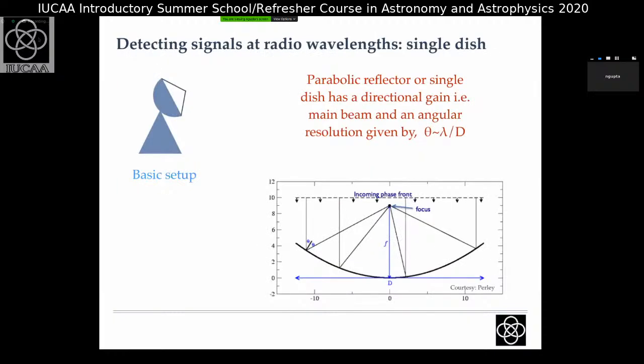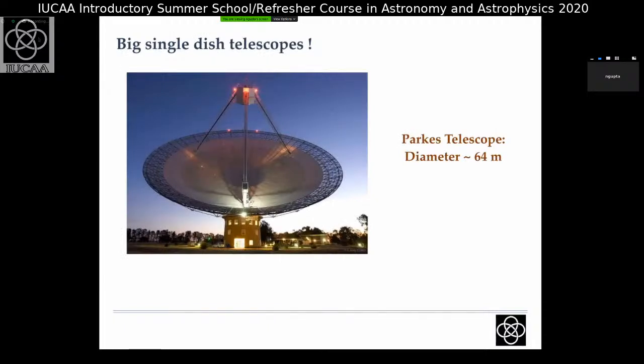And we will see why this is lambda by D. From where do we get this? But a simple conclusion of this is that if I want to have a good directivity and also good collecting area, then I should try to make large dishes, large apertures as much as possible. And there have been many such large telescopes built over the last many decades.